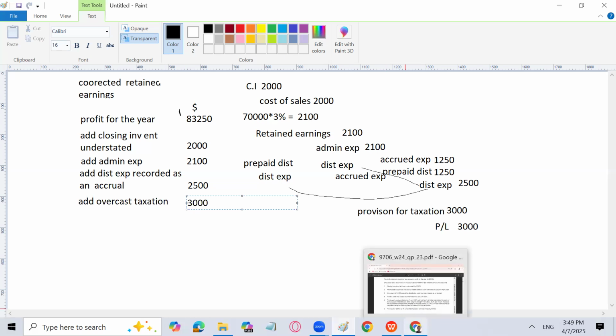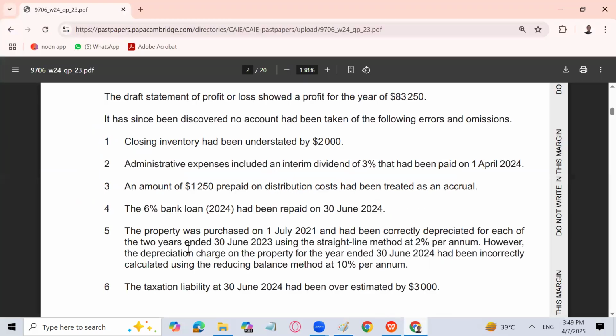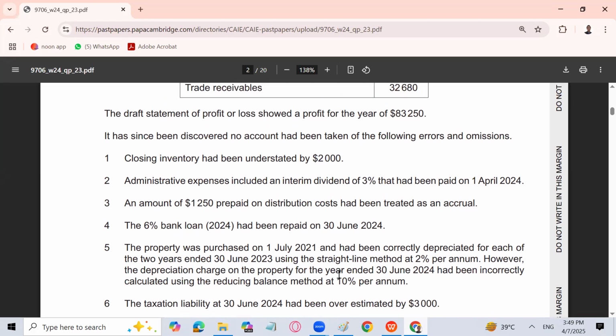Now we'll move to the next part of the story, and that is regarding the depreciation. The property was purchased on 1st July 2021. We are dealing with 23 to 24 actually. So 21 से 22, 22 से 23, and had been correctly depreciated for each of the 2 years ended 30th June 2023 using the straight line method at 2% per annum. However, the depreciation charge on the property for the year ended 30th June 2024 had been incorrectly calculated using the reducing balance method at the rate of 10%. तो लास्ट जो है वो आपने गलत कैलकुलेट कर लिया है.